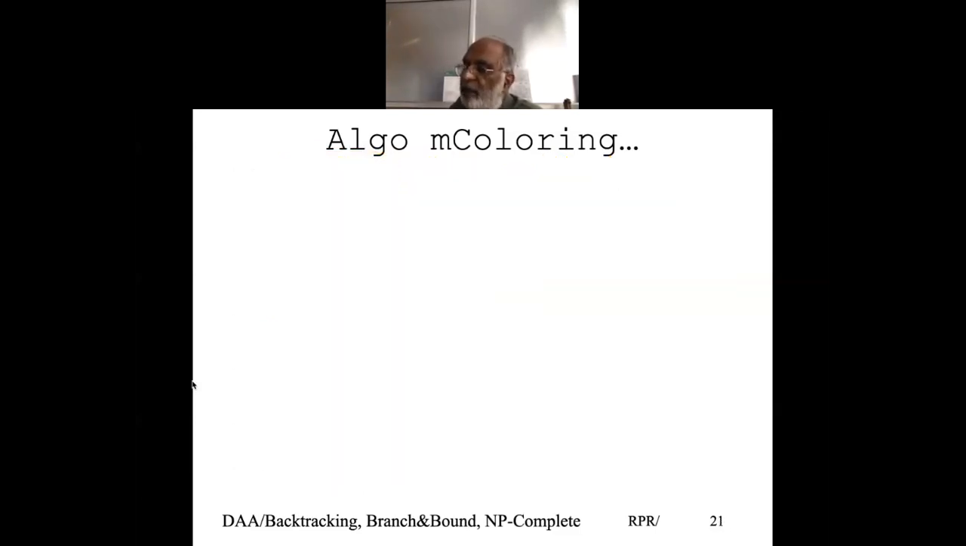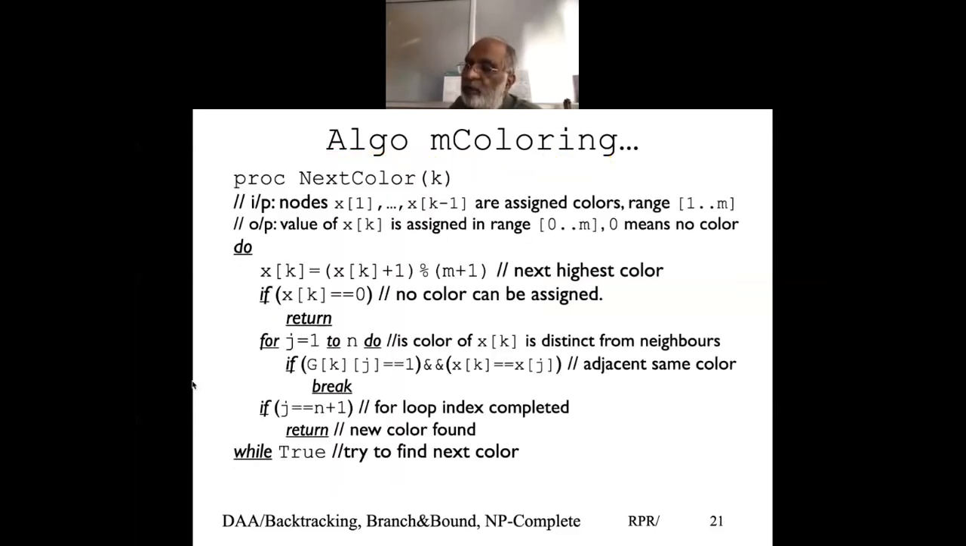And what is my next color algorithm? It is very similar to next value. Keep incrementing. Instead of n plus 1, now we are doing m plus 1, because we are coloring with m colors. And then check if no color can be found, that means backtrack, return. If I found a color, check this color does not belong to any of the nodes which are connected. Make sure of that, and if it's the last one, I'm done. So it's very similar to that.